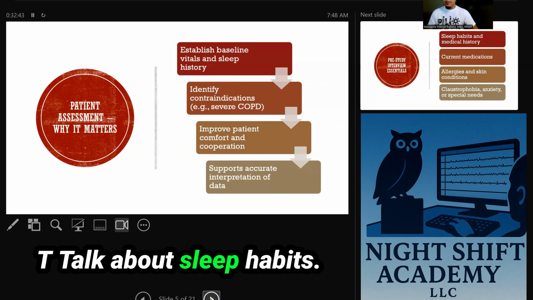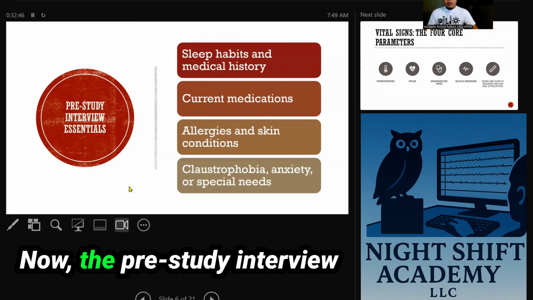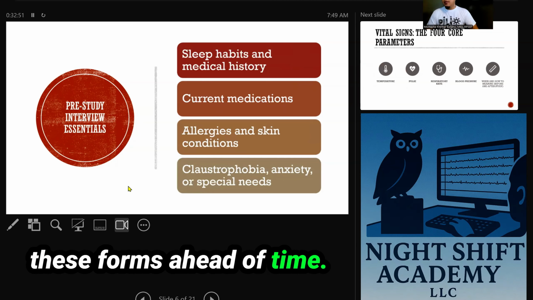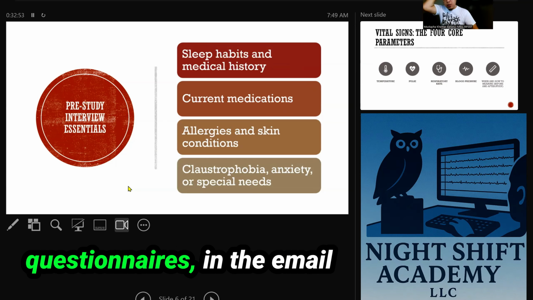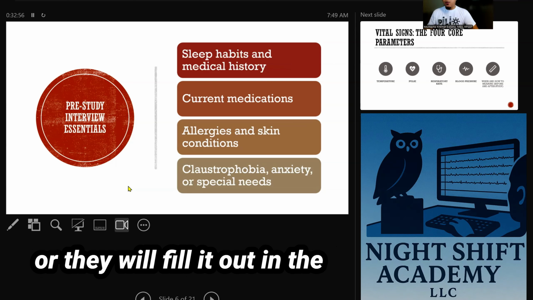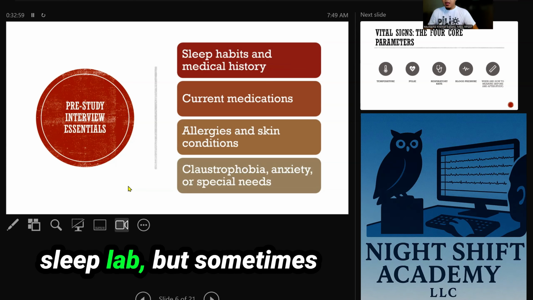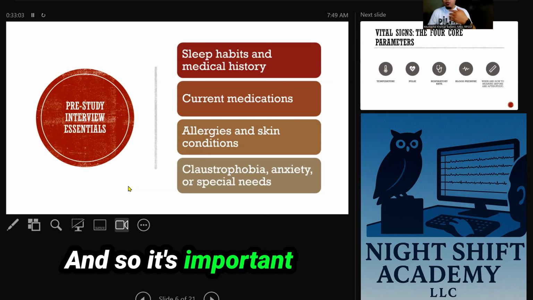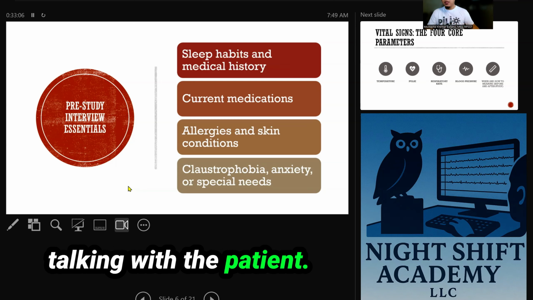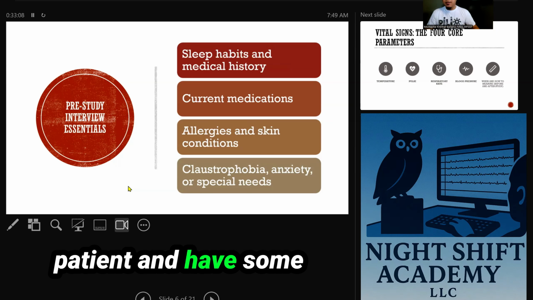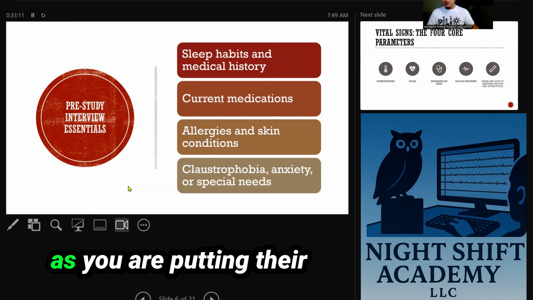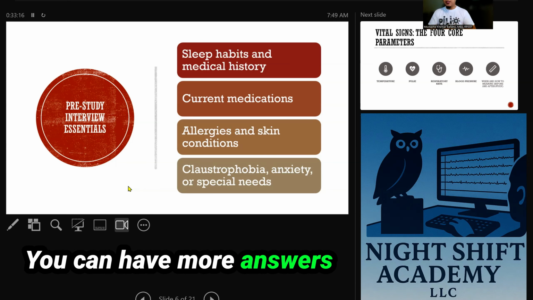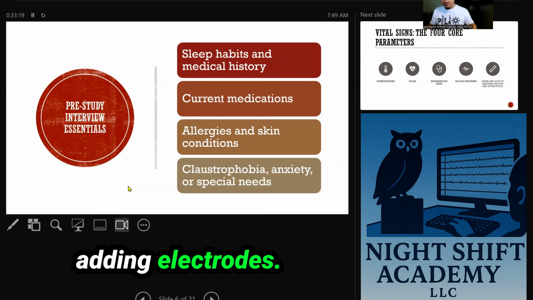Talk about sleep habits. Now, the pre-study interview is very important because some of the patients will not fill out their forms ahead of time. Sometimes we send them the forms, the questionnaires, in an email, or they will fill them out in the sleep lab. But sometimes the patient will not fill it out correctly or completely. And so it's important to have the discussion, talking with the patient. You can educate the patient and have some further assessments as you are putting the sensors on them. You can have more answers while you're hooking them up, while you're adding electrodes.